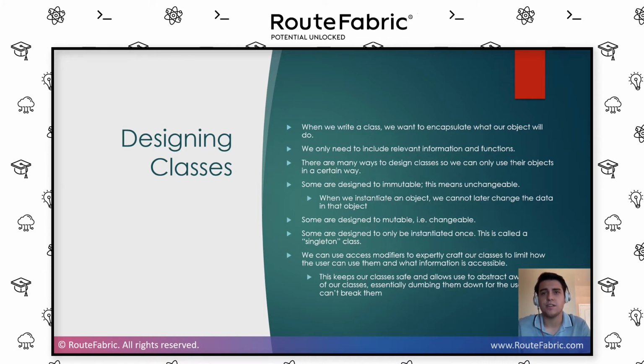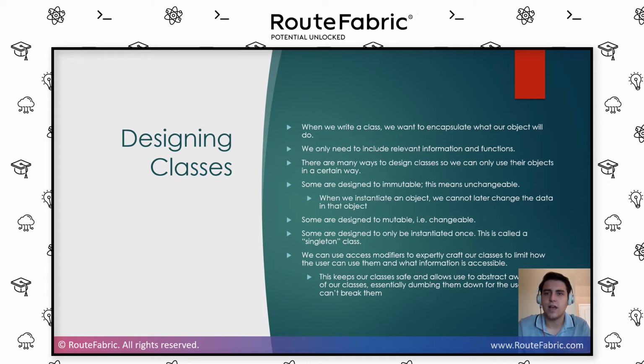Some classes are designed to only be instantiated once. This is what's known as a singleton class design. I won't get too in depth with this, just know that this is a design choice you can use. If you want a class that you only want to create one object out of, you can designate it as a singleton class. We can also use access modifiers to expertly craft our classes to limit how much info the user can access and exactly how it's accessed.